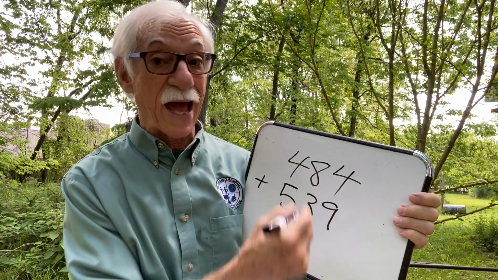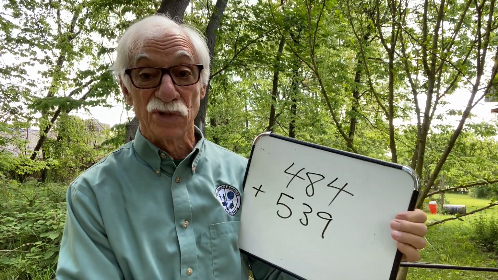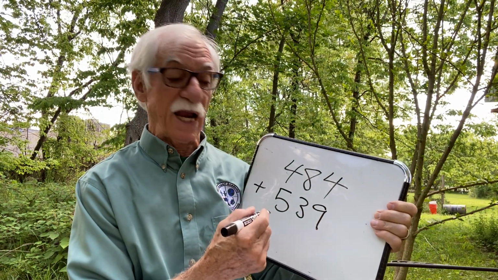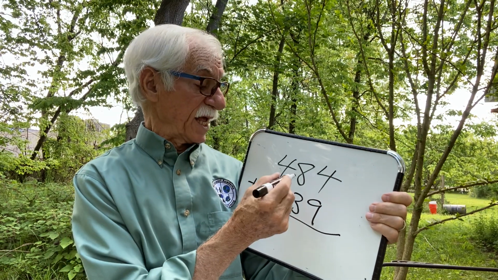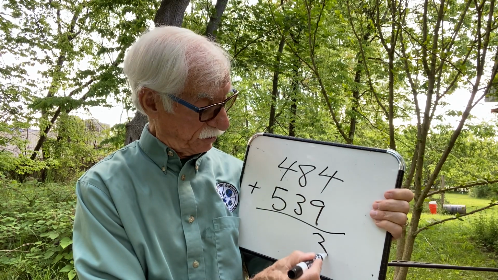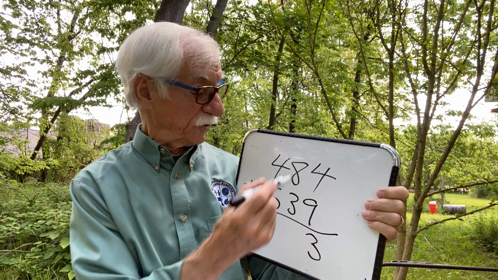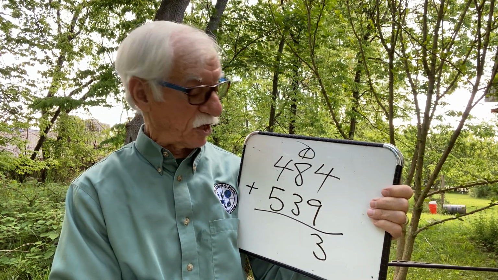Also notice, does it matter whether I put the big addend on top or bottom? Not really, because I'm going to get the sum, which is the answer, and that's what I care about. So when I add up these two addends, 4 units and 9 units is 13 units. What do I do with 10 units? Exchange. Show me my notation. 10 units exchanges for 1 ten.